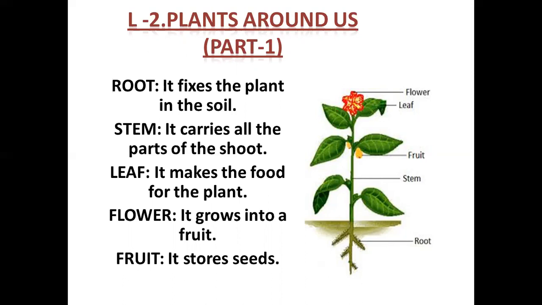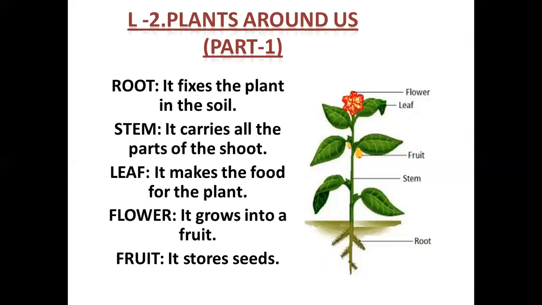And the third one is leaf. Leaf is green in color because of the presence of a substance called chlorophyll, and it helps the plant to prepare the food. So leaf makes food for the plant. And the next part is flower. This flower grows into a fruit, and the fruit stores seeds in them, and these seeds in turn give rise to new plants. These are the different parts of the plant and the functions.